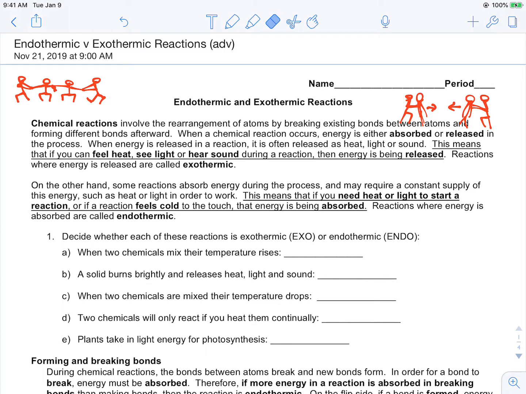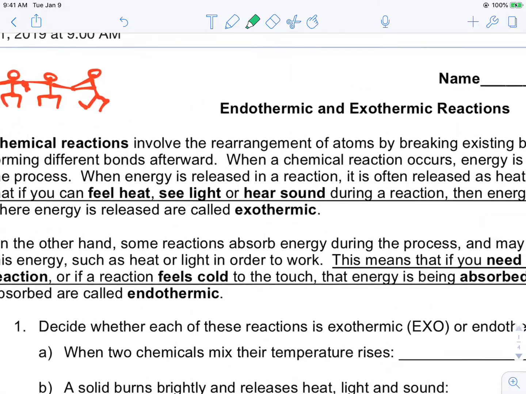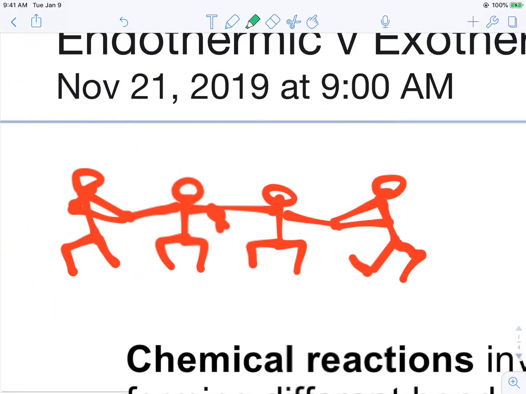Okay, we're tackling endo and exothermic reactions. So these are just terms to tell whether or not we have had a net absorption of energy or a net release of energy through having a chemical reaction. And so that also involves whether or not we're forming more bonds than breaking, or if we're breaking more bonds than forming. So, what I've done to kind of simplify all that is I've drawn a picture.